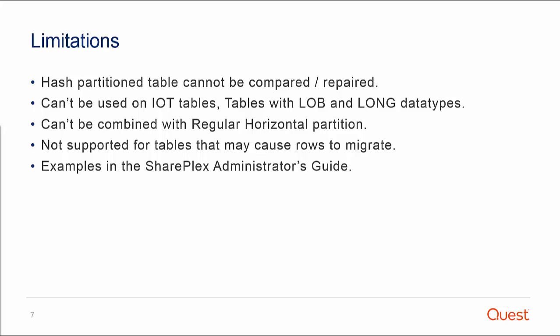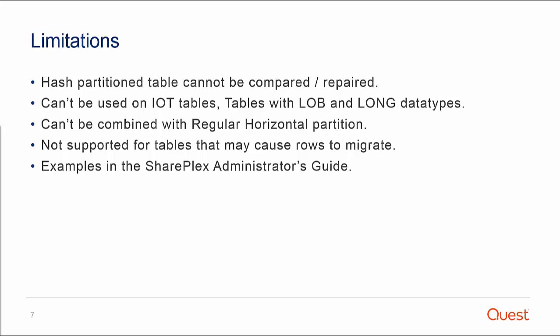Hash partitioning has its own limitations. When hash partitioning is in use, the table cannot be compared or repaired with the compare and repair commands. Hash horizontal partitioning cannot be enabled on an index organized table, also called an IOT table, or on tables that contain LOBs or long data types. Hash horizontal partitioning cannot be combined with horizontal partitioning that uses a column condition. Hash horizontal partitioning is not supported for tables with operations that may cause rows to migrate.